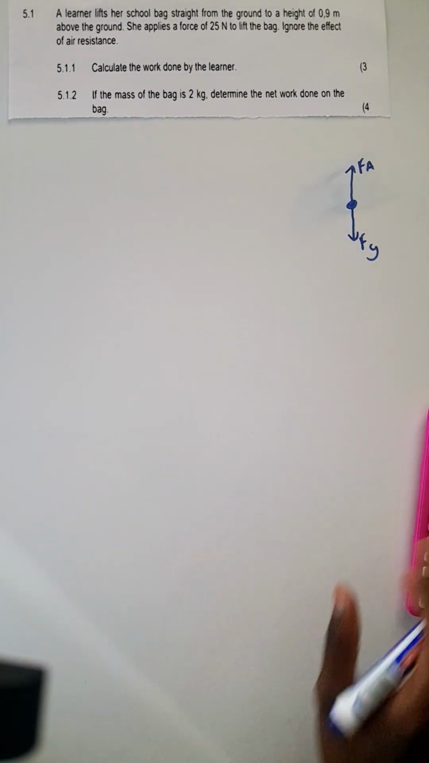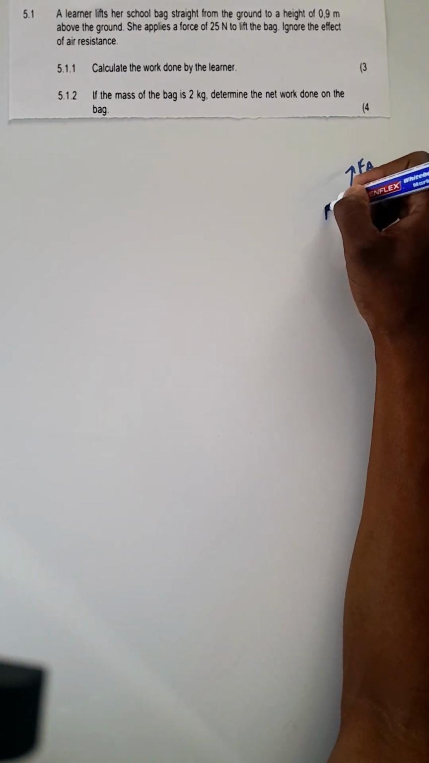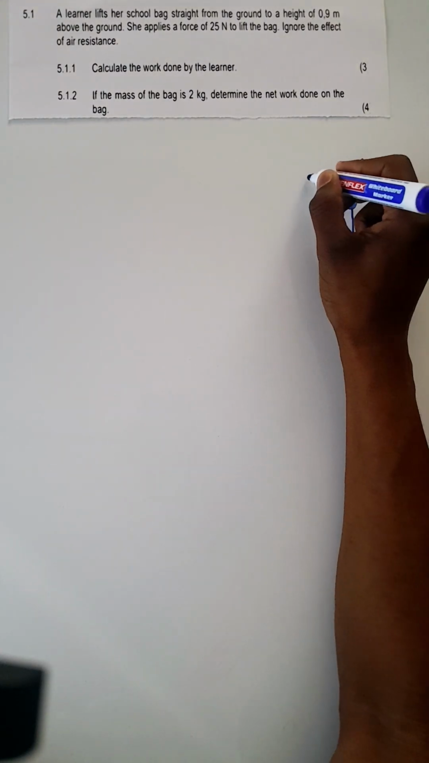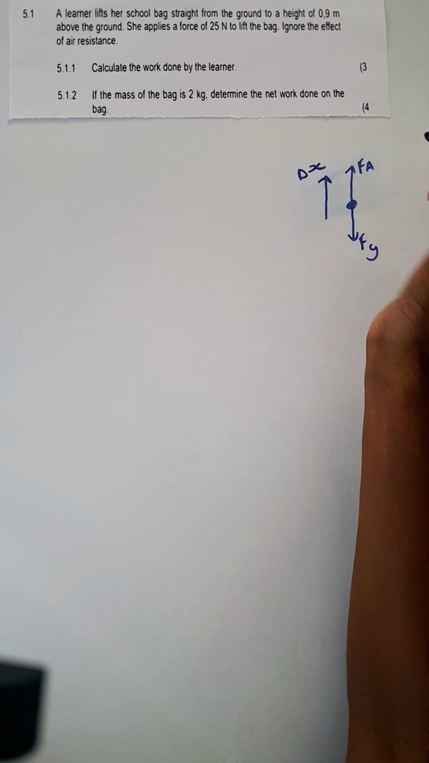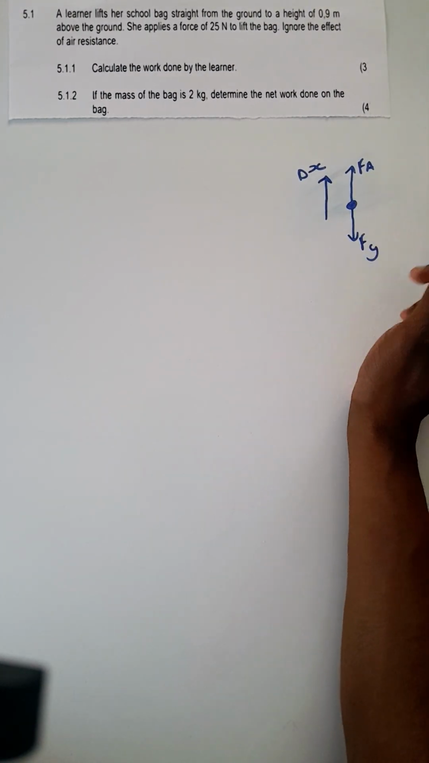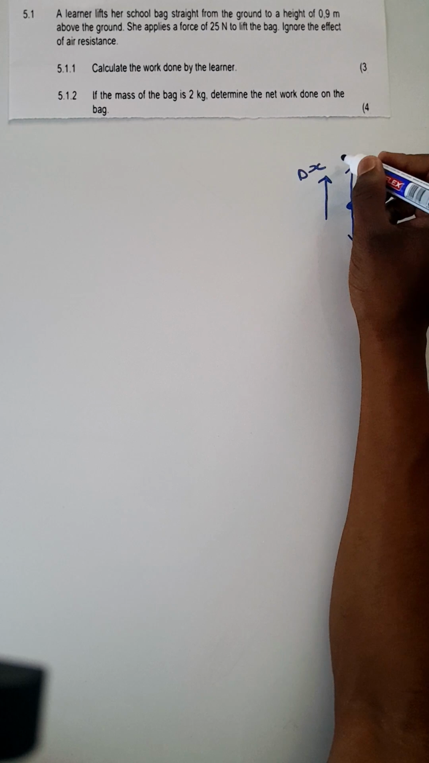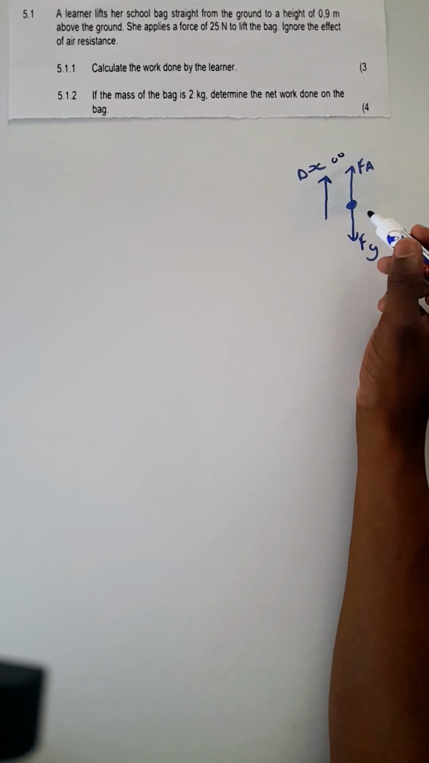Now it says that the bag is being lifted. That means the bag is going up. This is the displacement, the direction of motion. So it helps us to determine the angle between the force and the displacement. Here we have the applied force and the displacement both being up. That means that the angle between them is 0 degrees.